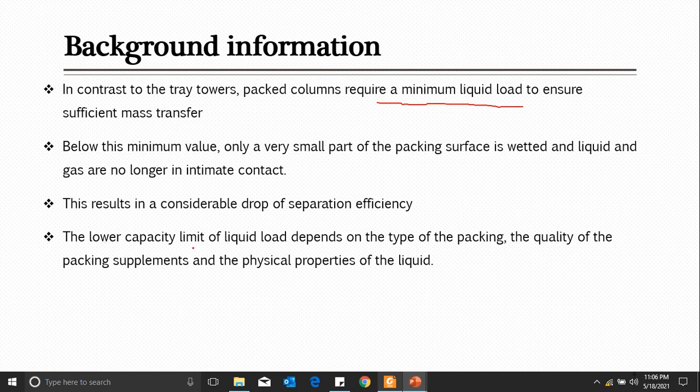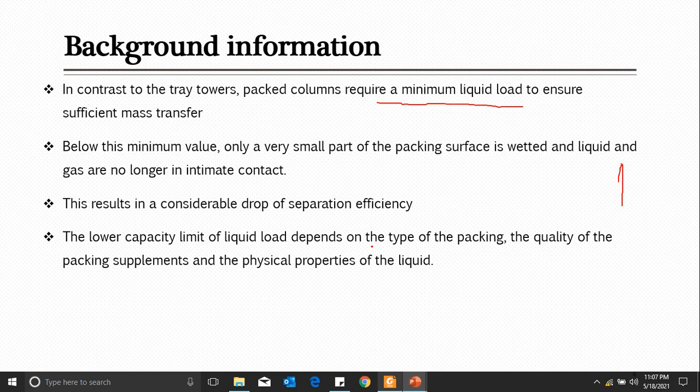So this lower capacity limit of liquid load, the minimum requirement, is dependent on the packing, because when liquid flows on the surface of the packing and makes it wet, that is called the liquid load. That is dependent on the packing type, the quantity of the packing, and as well as the physical properties of the liquid.